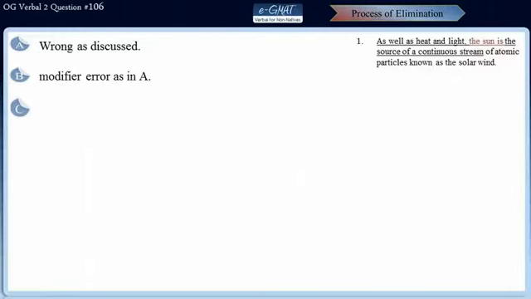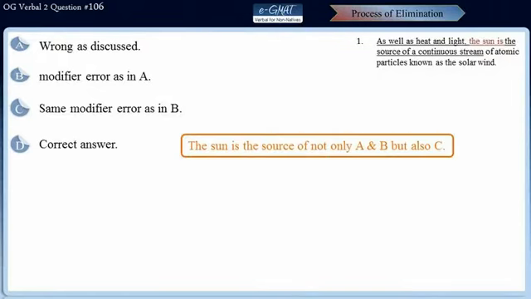Choice C is also incorrect because it repeats the same modifier error as in choice B. Let's take a look at choice D now. Well, choice D is the correct answer because it uses the correct sentence structure: the sun is the source of not only heat and light but also solar wind. So choice D correctly uses the idiom not only but also and communicates the logical intended meaning of the sentence.